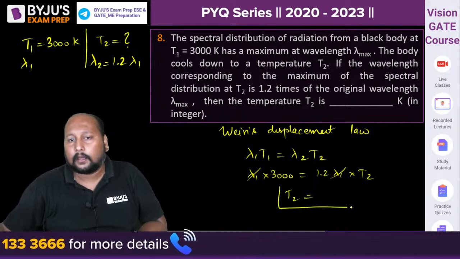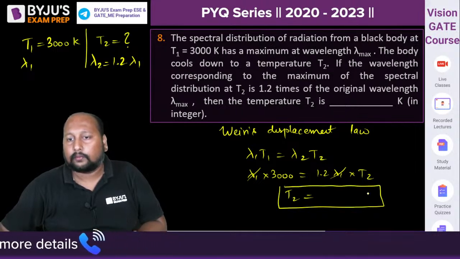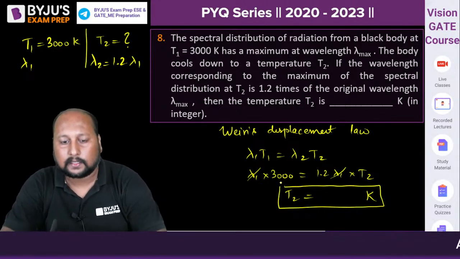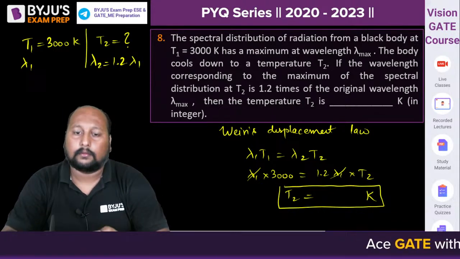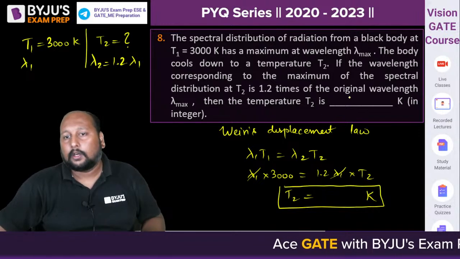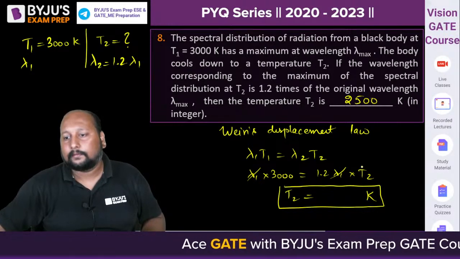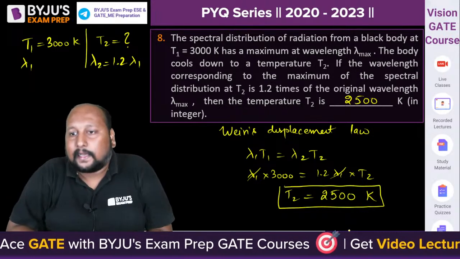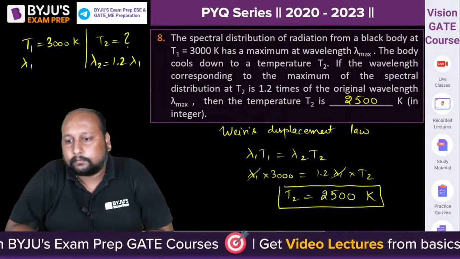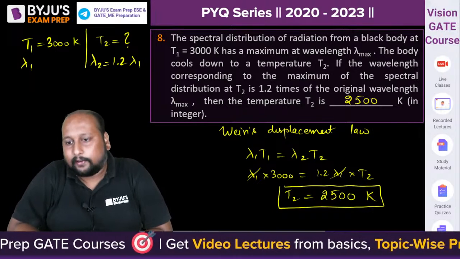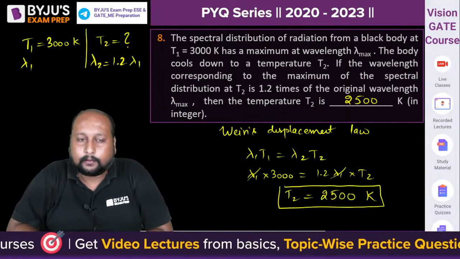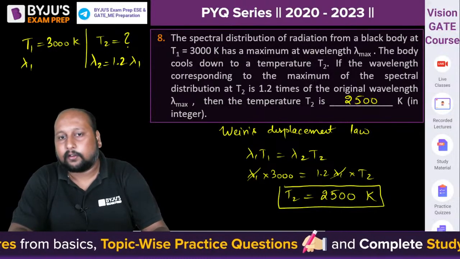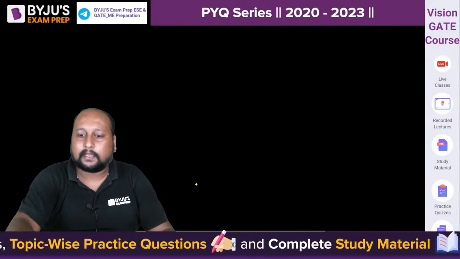3000 by 1.2. 3000 by 1.2. Quickly, answer should come directly. Yes, 2500 Kelvin. 2500 Kelvin. Very good. 2500 Kelvin. Perfect. Done. Okay. Can we proceed to the next question? Very good, very good. Chaliye, next question on the screen, question number 9.